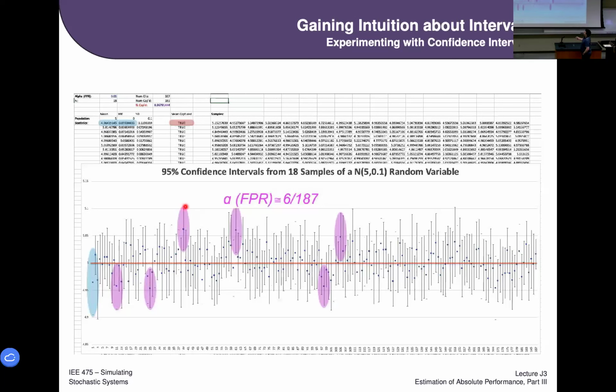Now these pink highlighted ones, these are the only confidence intervals that do not include 5. So we see that out of 187 experiments, there were 6 that did not include the right value, that falsely rejected the true hypothesis. And that is our type 1 error. We're seeing the type 1 error here. It's written out for us. So this shows us that the t-test works.